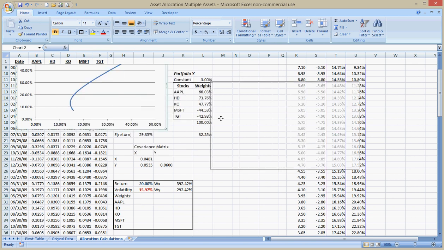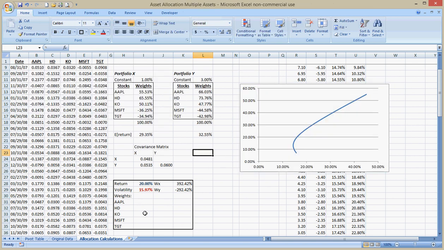I'm going to move this graph over to here because I need to see these weights. So my weight in Apple is the amount I have in X. I'm going to lock that down, times the amount of Apple in X. So I'm 392% X, and X is 55% Apple. Then I'm minus 292% in Y, and Y is, I need to lock that down, 66% Apple. Then I am 24% Apple overall.